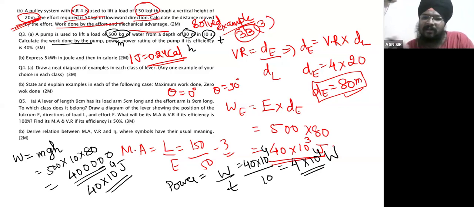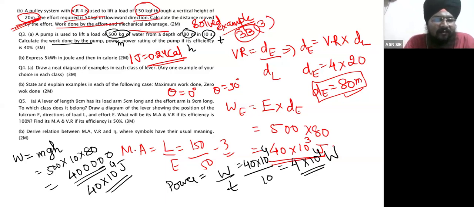For maximum work done, force and displacement should be in the same direction. Same direction it will be only when the object is coming down. Zero work done will be when theta is 90. Theta 90 is a case of circular motion. In case of circular motion, because of centripetal acceleration or centripetal force, the displacement in the direction of the force becomes 0, and work done is also 0.